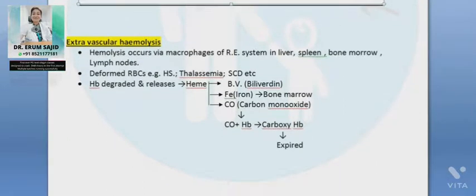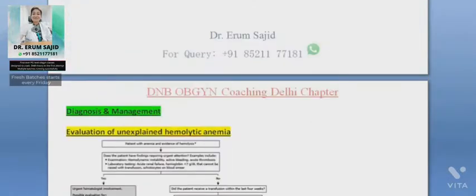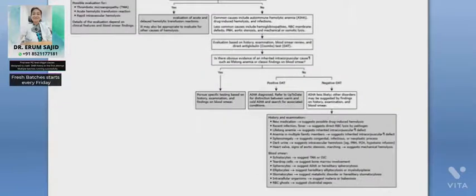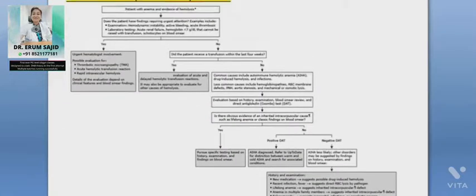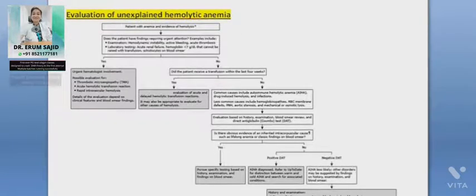So next comes the most important thing which is to be discussed, which is the diagnosis and the management of the patient with suspected hemolytic anemia. Unexplained hemolytic anemia.